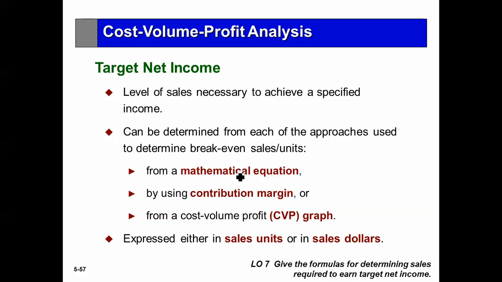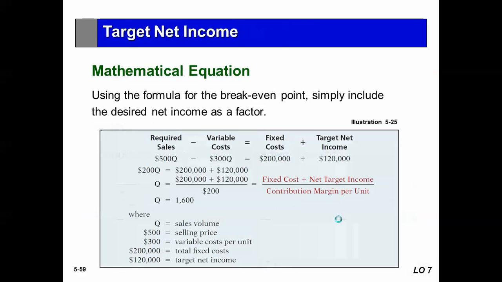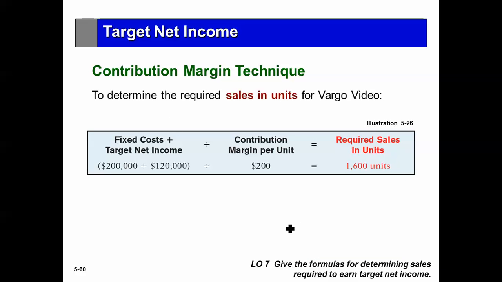Not only do I want to have 0 profit, I may also want to know what level of sales I need to make $1 million. Well, all I have to do then is add the target net income to the fixed costs. So I have required sales, 500 per unit, variable cost, 300 per unit, total fixed cost, and target net income. They want 120,000 in profit. And I divide through, I get 1,600 units.